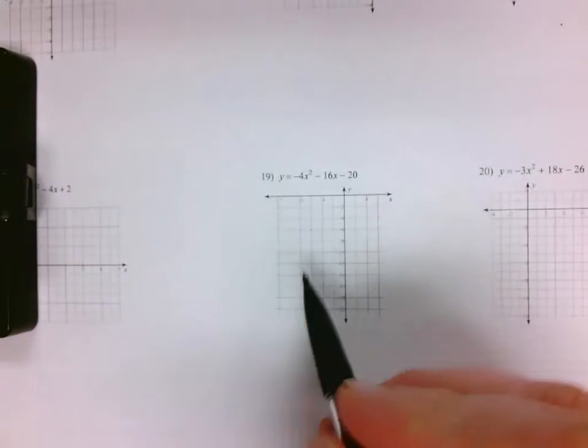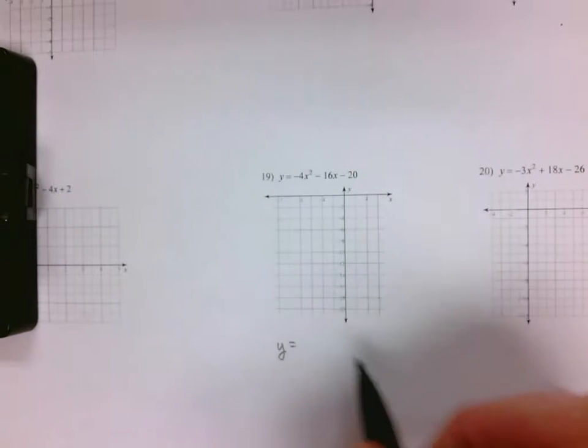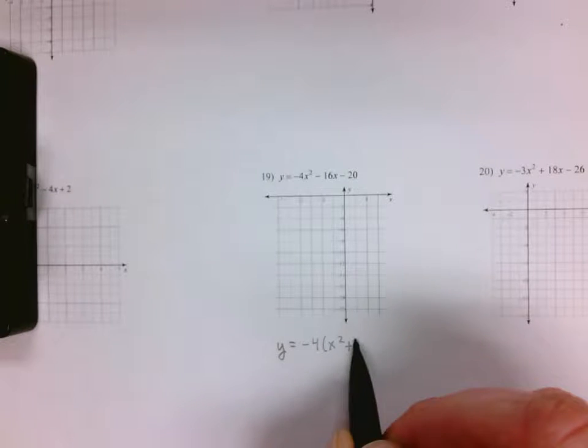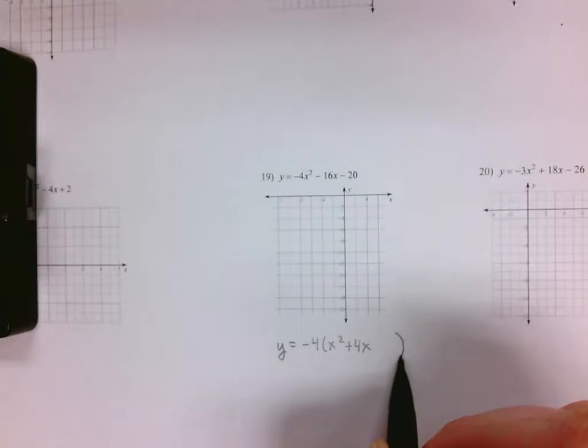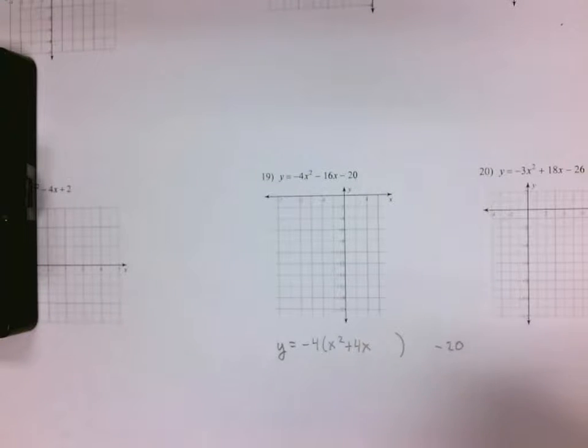Since this is not a 1, I'm going to factor out a -4. And I'm moving this -20 over here. If you want to move it over here, you can. Just like completing the square, you're going to move it back later. It's up to you.